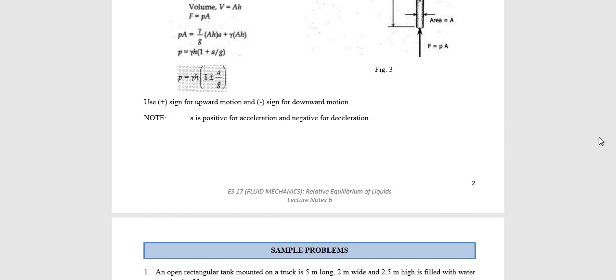Okay? Wait class, before I end this video, take note that a is positive for acceleration and negative for deceleration. Meaning to say, our acceleration is positive when the movement of a vessel is getting faster and faster. But it is negative when it is slowing down, meaning to say, decelerating. Okay? So that is all for this video. We'll proceed to the examples of moving vessel.